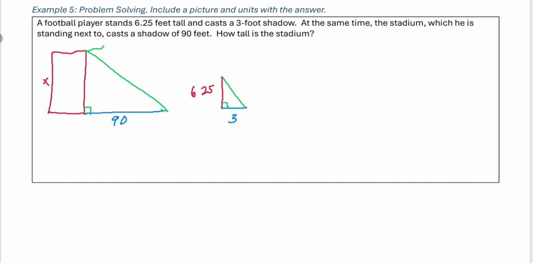Notice now we have similar triangles. I'm going to label this height as x. Let's set up a proportion. x over 6.25 is equal to 90 divided by 3. We'll get 3x equals 90 times 6.25.